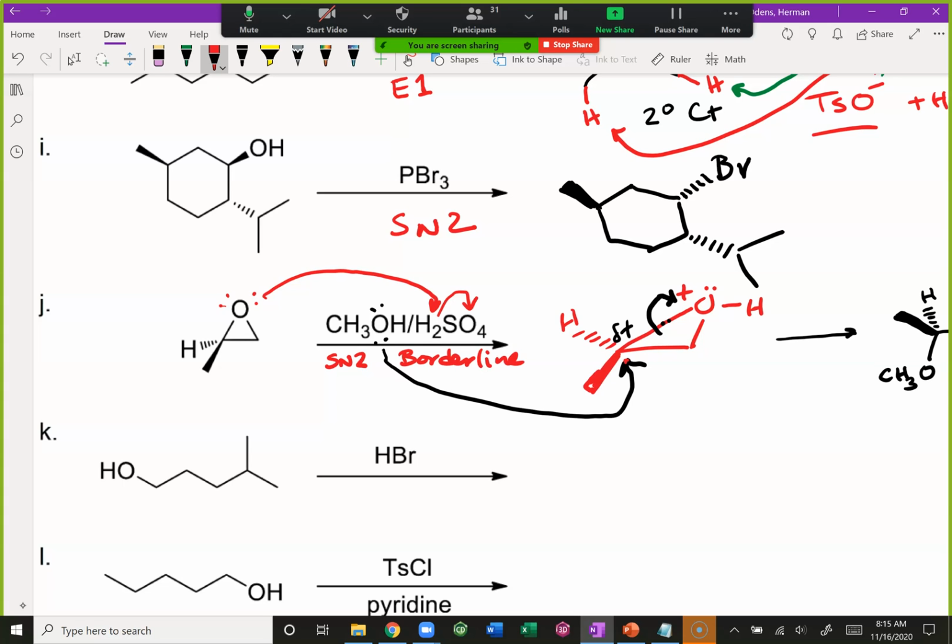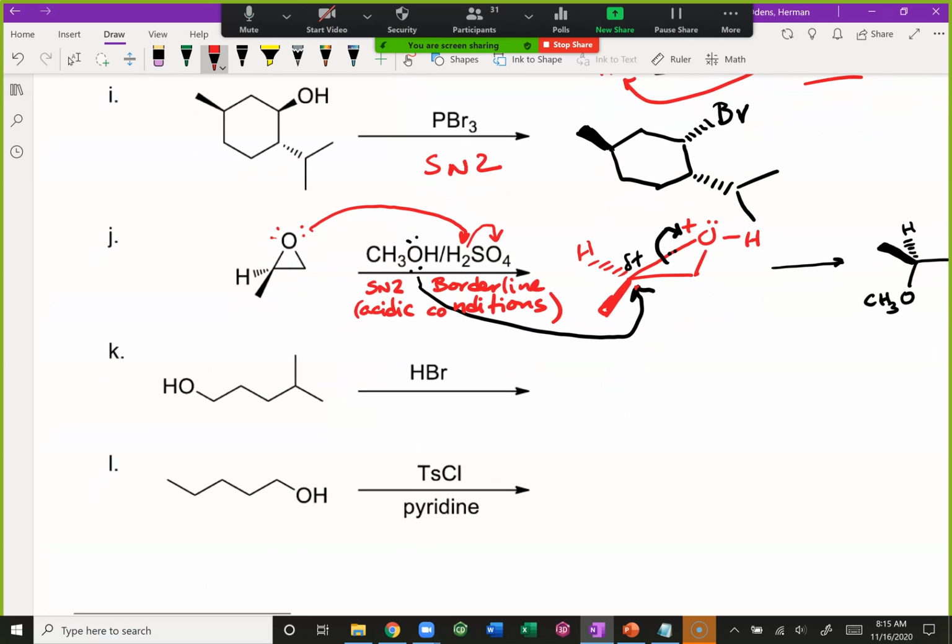Yeah, so SN2 borderline because we are under acidic conditions here. All right, we got a couple more. So what does it look like to you? SN2 or SN1 here? This is definitely going to be a substitution. And one hint, this is a primary alcohol. If you protonate this, it's going to form a primary leaving group, water.